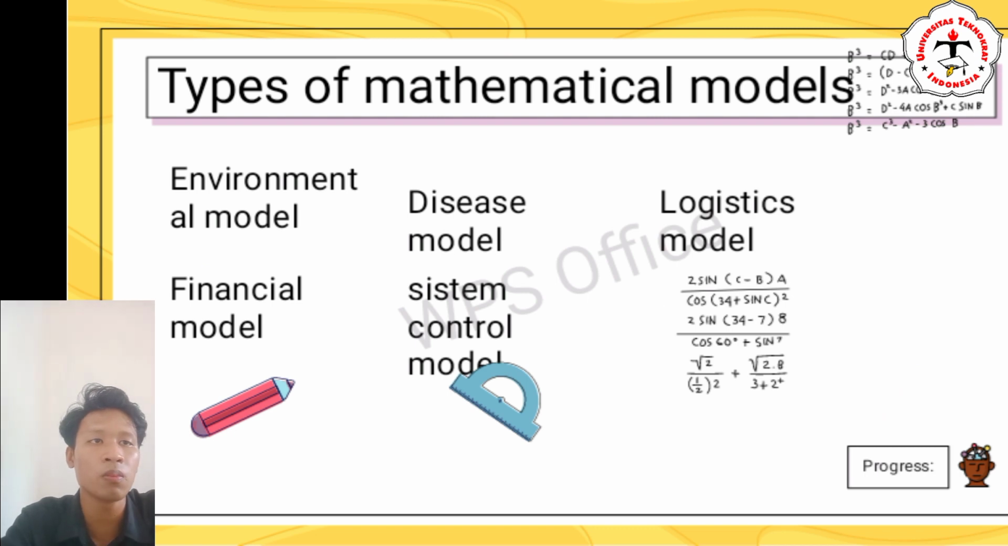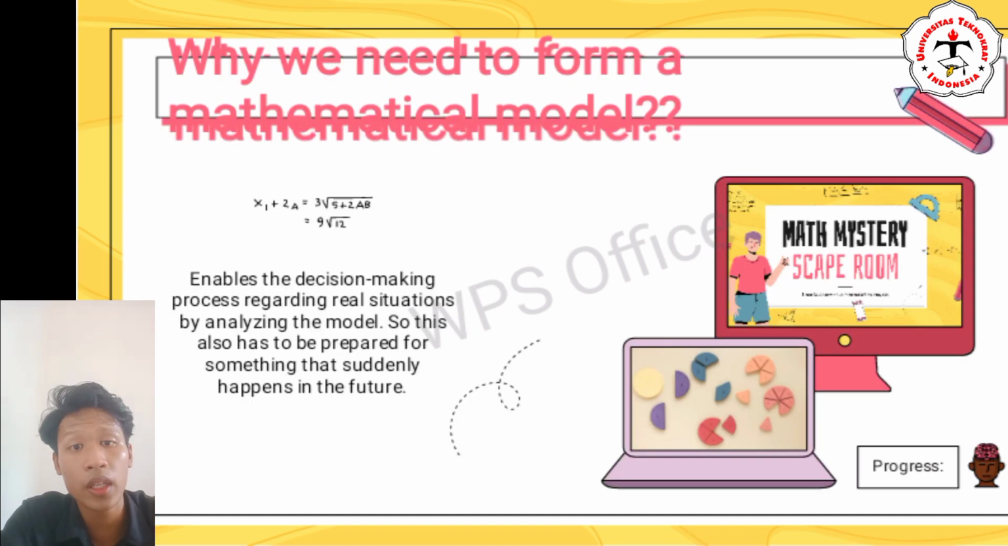Types of mathematical model are environmental model, business model, logistic model, financial model, and system control model. Why we need to form a mathematical model is to enable the decision making process regarding real situations by analyzing the model. So we also have to be prepared for something that suddenly happens in the future.